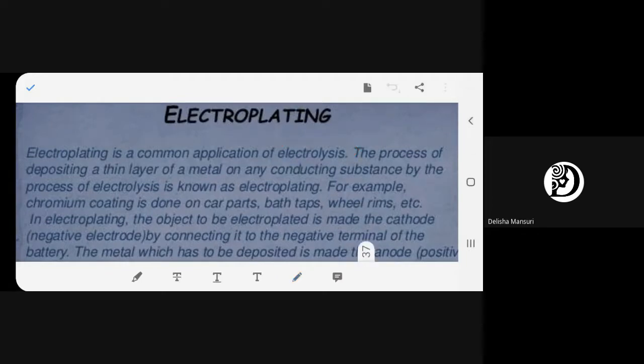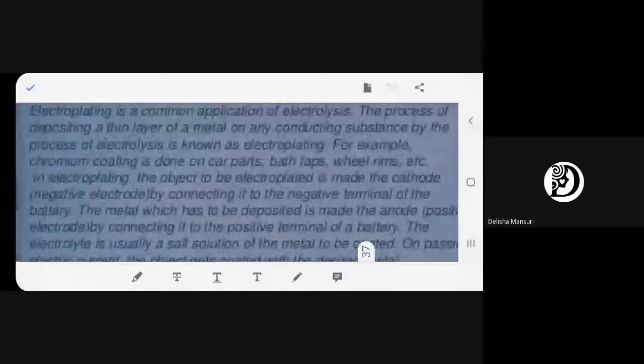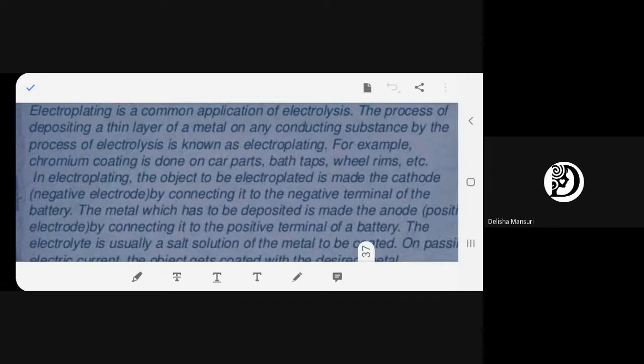Next, the process of depositing a thin layer of a metal or any conducting substance by the process of electrolysis is known as electroplating. What are we doing? We are taking a metal. On top of that, we are putting another coating of metal. By the process of electrolysis, that is called electroplating. Any problem? No, ma'am.